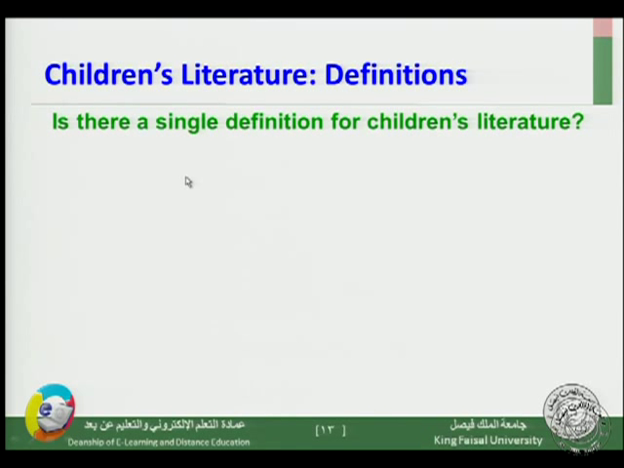A question: is there a single definition for children's literature? Keep that in mind. The answer is not here now. We will answer it later. Okay? Is there one definition for children's literature now? We have talked about the definition of children, and we have also talked about the definition of literature. Now let us come to children's literature.